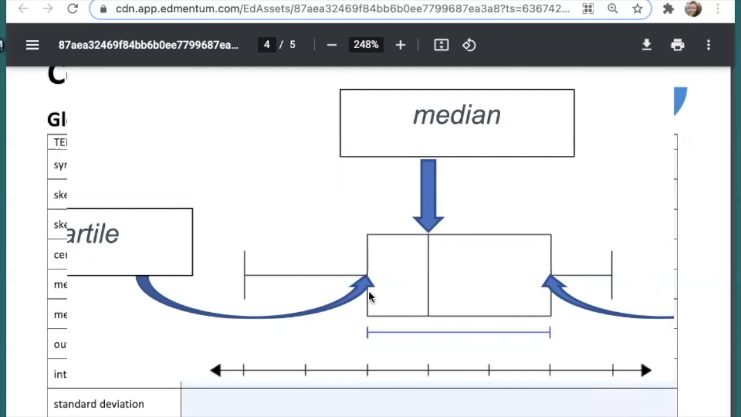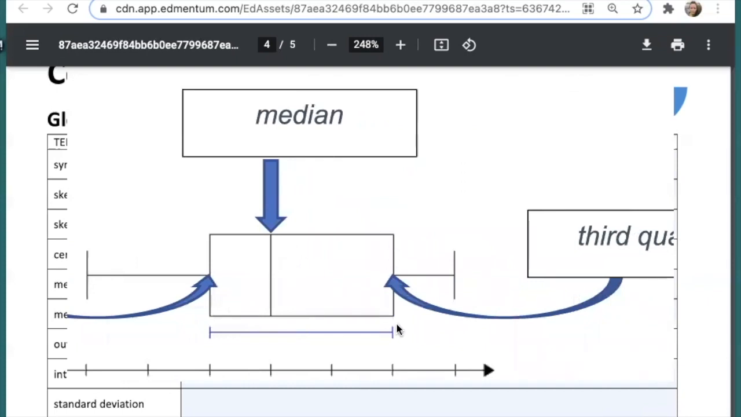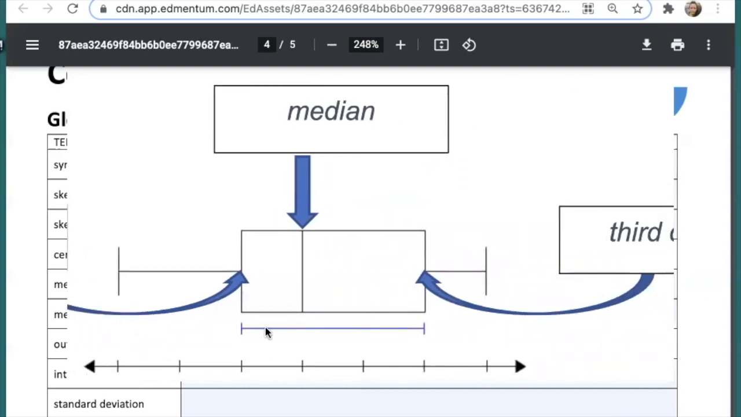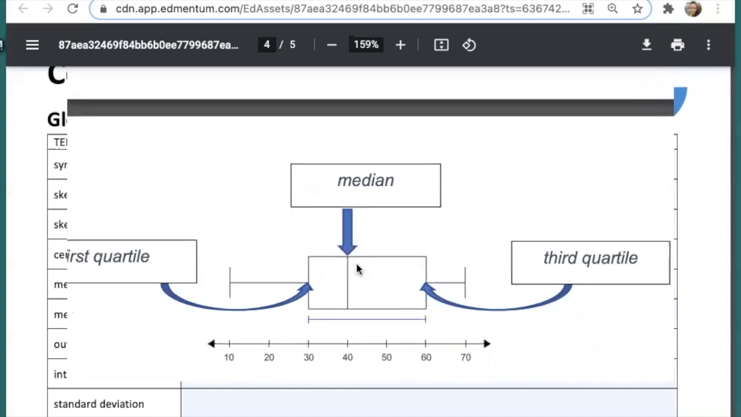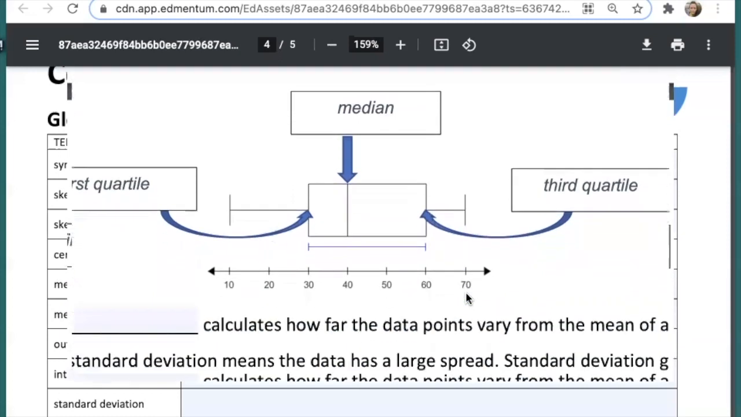And then the edges of the box are the first quartile and the third quartile. So when you're lining up all of your data points, you basically take the number in the middle between the lowest number and the median to get the first quartile number. And then you take the number in the middle between the median and the highest number to get the third quartile number. So most of your data is going to be within this box. And then the lowest and highest numbers are usually the outliers.